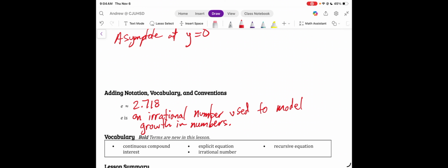See, nobody tells a bacteria, "Oh, it's time for you to divide." It's just sort of a natural process. It's not artificial. So e is a better description of that process.